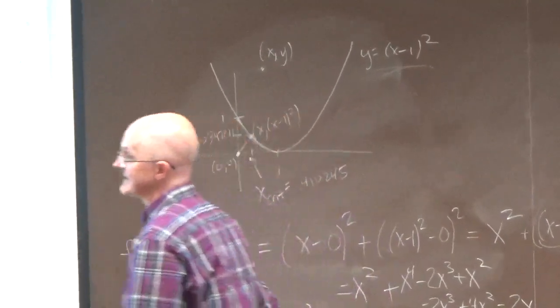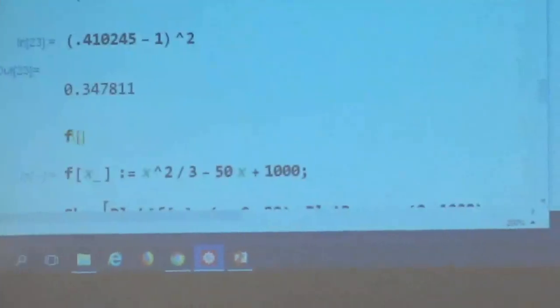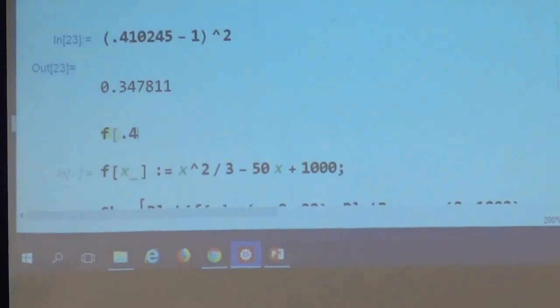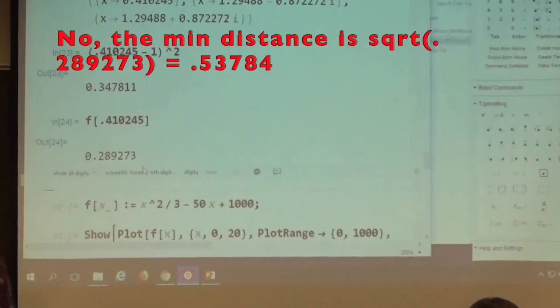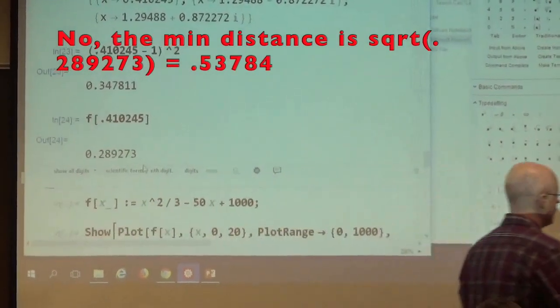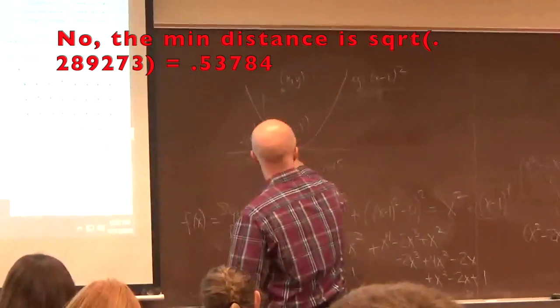What's the minimum distance itself? Actually, I said that was the minimum distance, but it's not. I've got to plug back into the original function to get the minimum distance. 0.410245. The minimum distance is about 0.29. This distance right here. Okay?